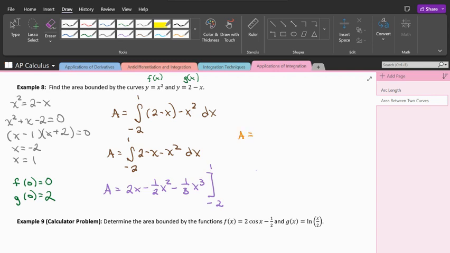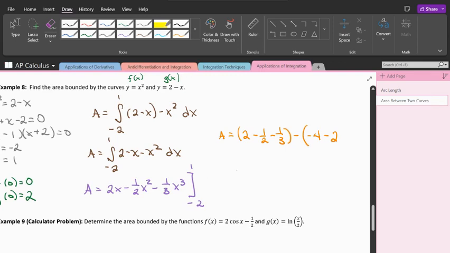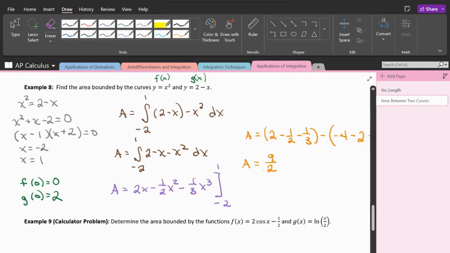And so we have area is, we're going to evaluate this at 1. So we have 2 minus 1/2 minus 1/3, minus, evaluate this at negative 2. We have negative 4 minus 1/2 of 4, so 2. And then again, watch your signs here. Negative 2 cubed is negative 8, and so that's plus 8/3. And so our area is going to simplify down to 9/2. And we will talk about finding the area between two functions using the calculator in class.